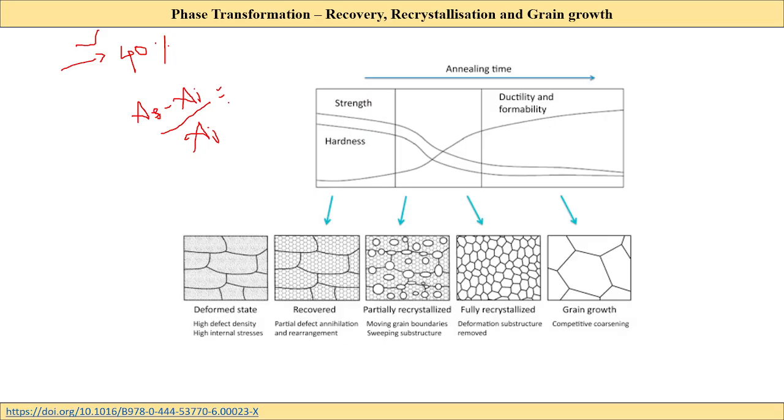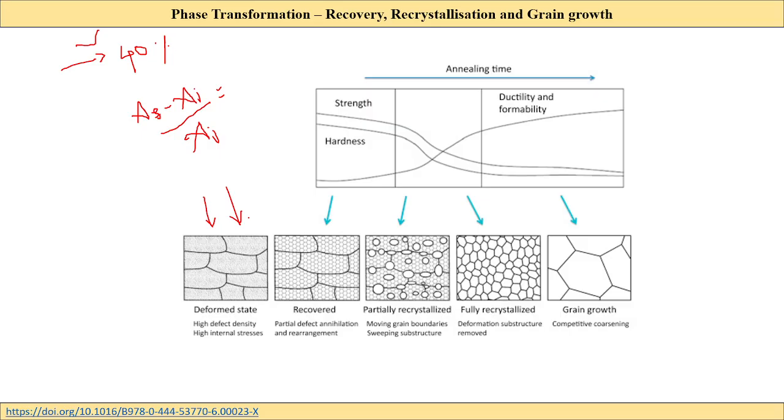So if I say the 40% reduction now, because of the deformed state, at first we have a high density of dislocations, so there are more number of dislocations, right? So there are high internal stresses in the material, and there is a high defect density. That means there is a high number of dislocations and vacancies.